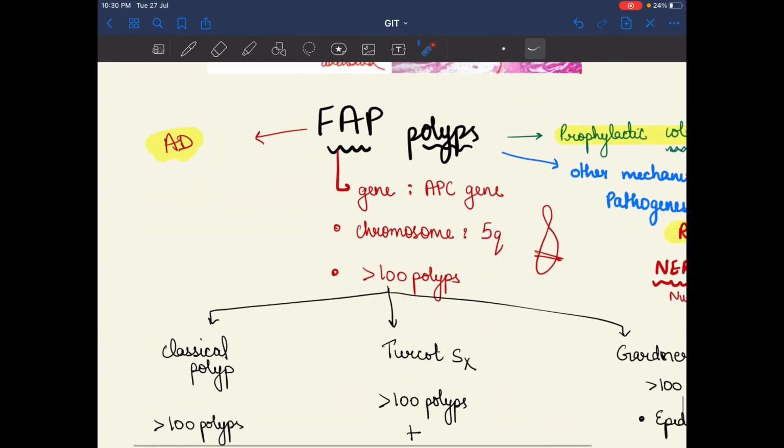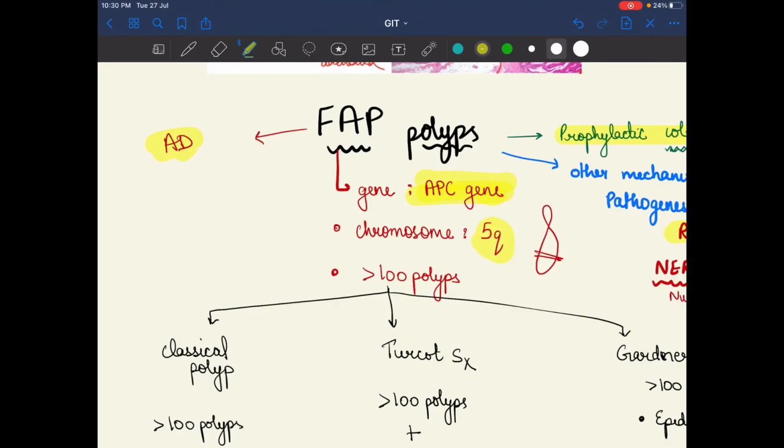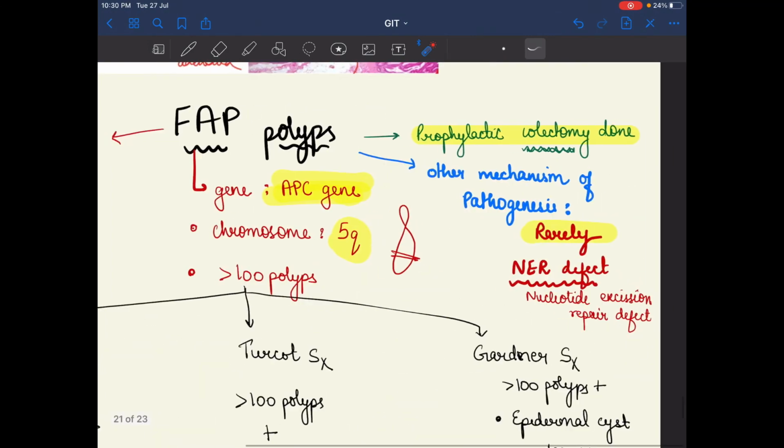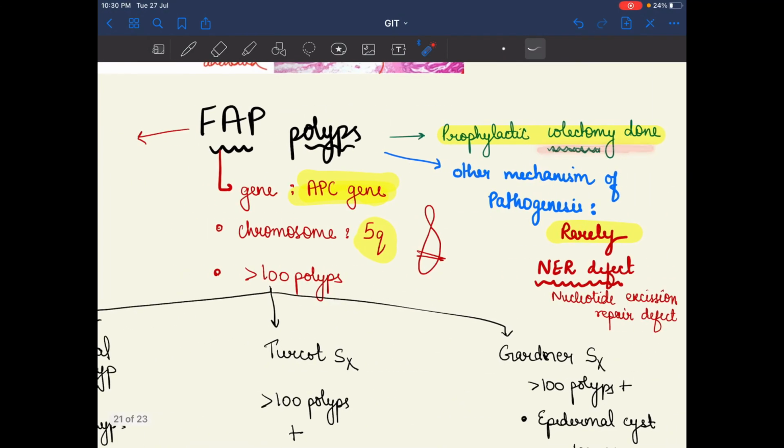After neoplastic polyps, we have FAP polyps, meaning familial adenomatous polyposis. FAP polyps involve the APC gene. Please remember it, it is most important. Chromosome 5q involvement is there, and in FAP we see more than 100 polyps, and it is an autosomal dominant condition. For prophylaxis, colectomy is done for FAP because more than 100 polyps are present.